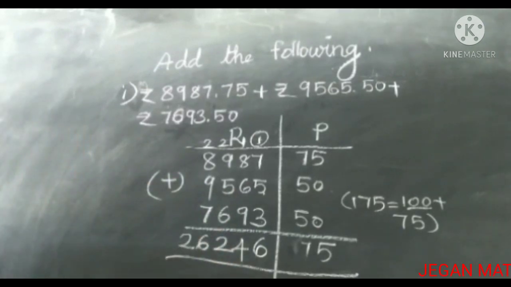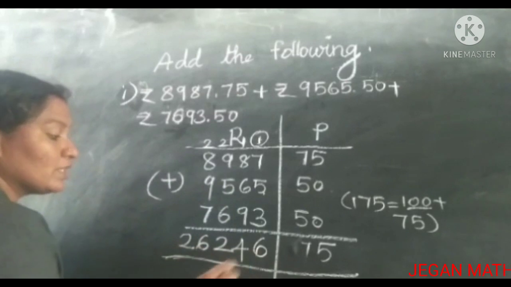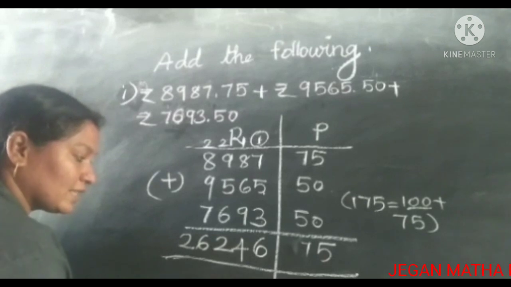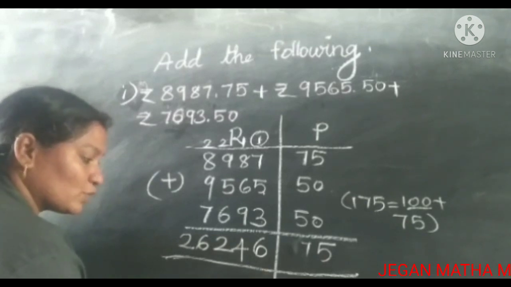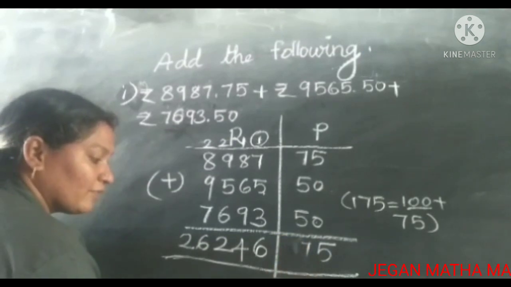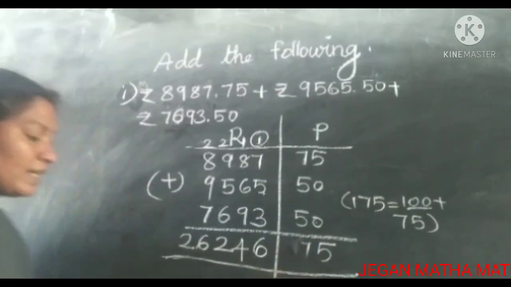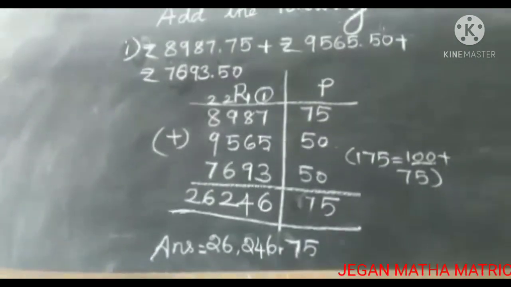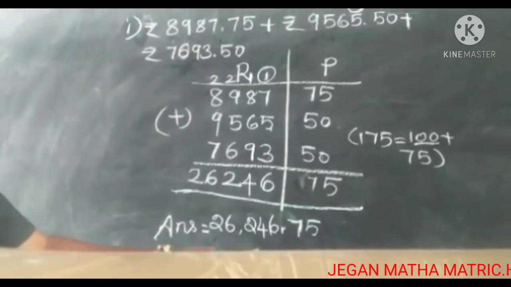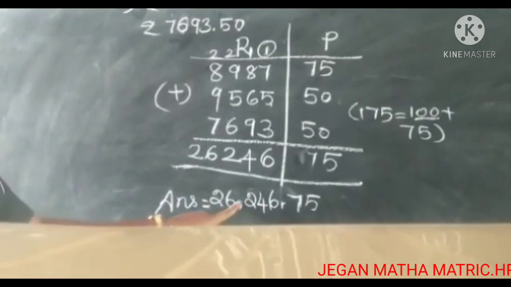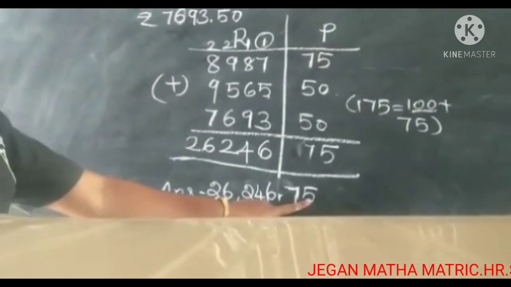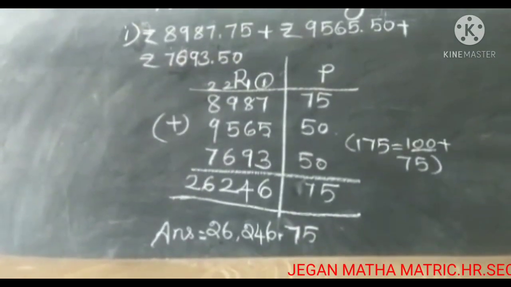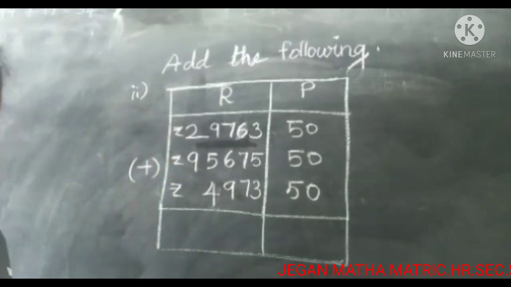Clear? So the final answer, the total value, you want to write separately: 26,246 rupees and 75 paise. Clear? The total value is 26,246 rupees and 75 paise. This is the total value of this amount. So next sum.